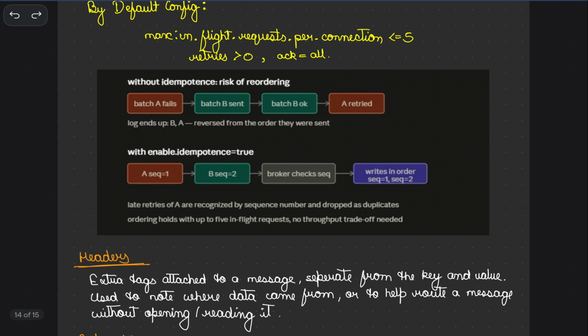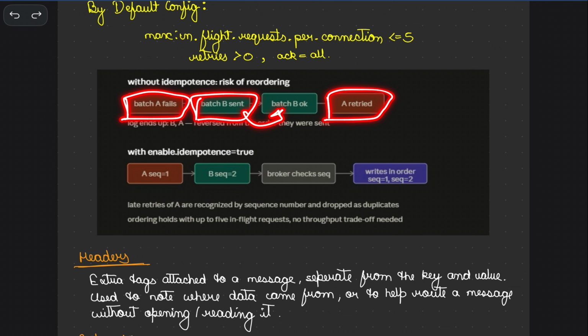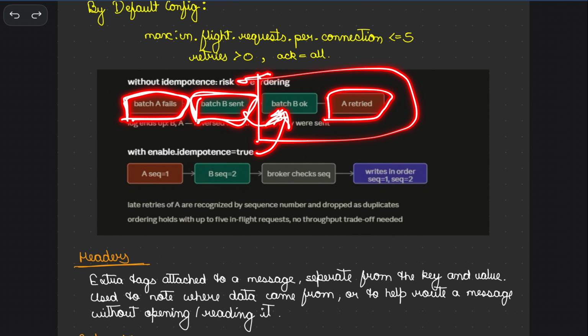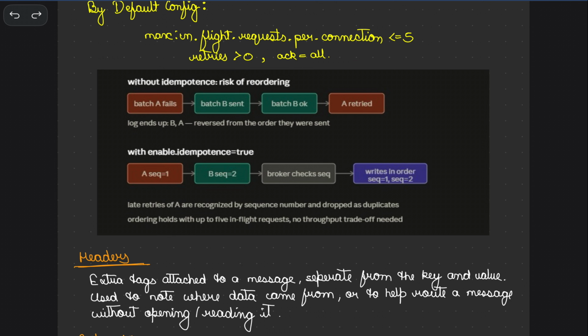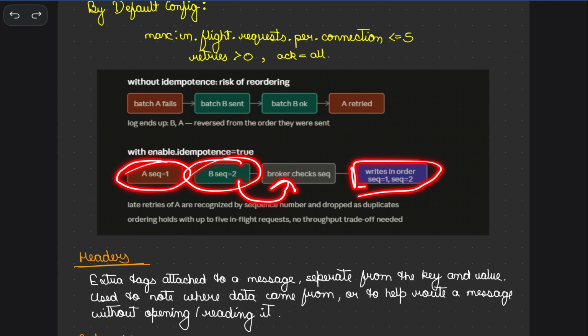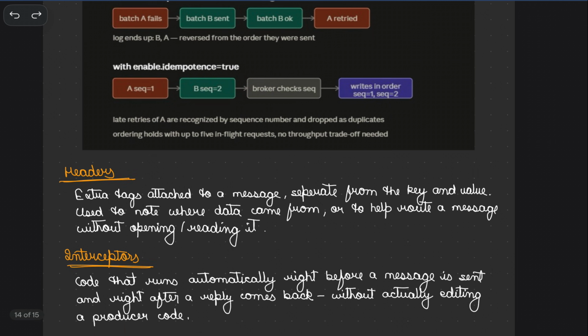Now, without idempotence, the risk of reordering: let's say batch A fails, batch B is sent, batch B gets acknowledged, and A is retried. Can you see? The intent of the producer is to send batch A, then batch B. What actually happened is batch B got acknowledged first and batch A later, which we don't want. So we send with sequence numbers: A gets sequence 1, B gets sequence 2, the broker checks the sequence and writes in order, sequence 1 and then sequence 2. I hope this is clear.